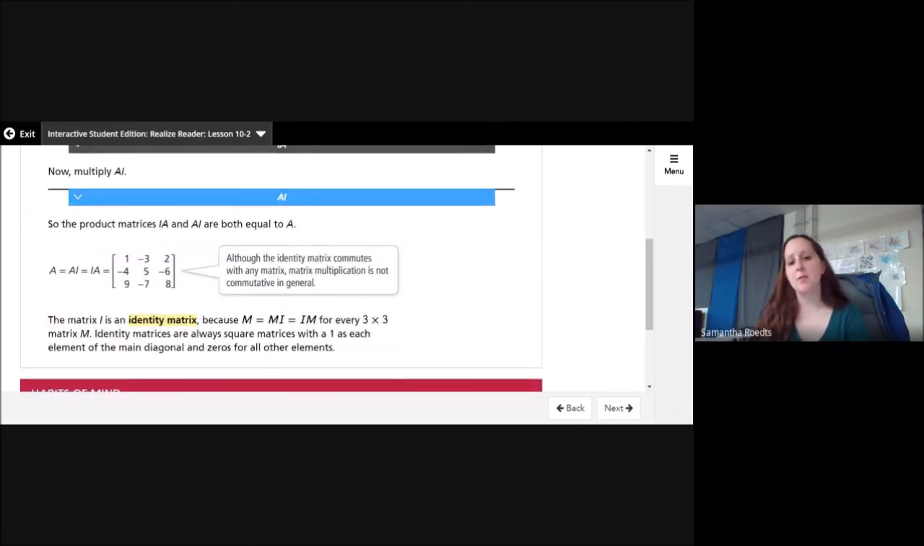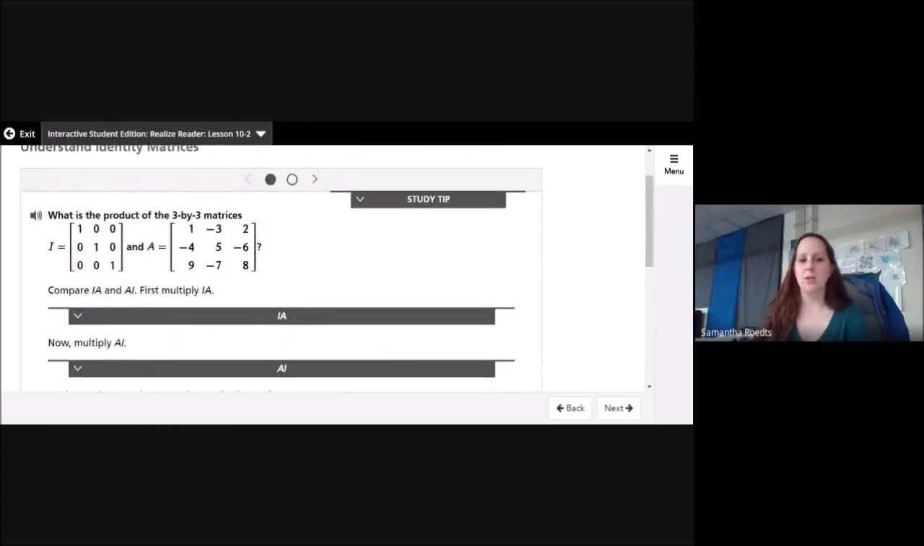Although the identity matrix commutes with any matrix, matrix multiplication is not commutative in general. So this only works with the identity matrix. Okay? The matrix I is an identity matrix because M equals M times I equals I times M for every 3x3 matrix M. Identity matrices are always square matrices with a 1 as each element on the main diagonal and zeros for all other elements. So notice here's 1's on the main diagonal and I've got zeros around it. Okay, it is a square matrix because it's a 3x3.